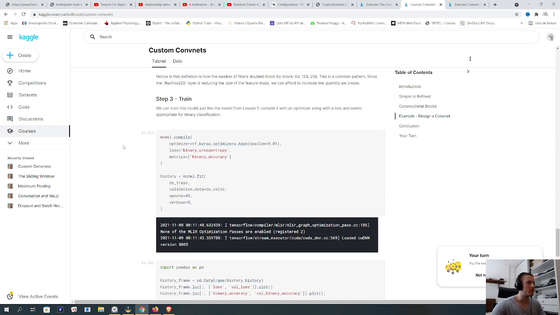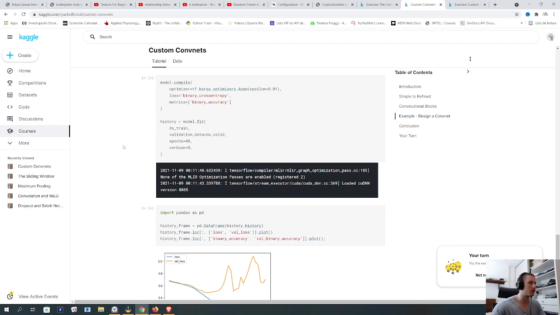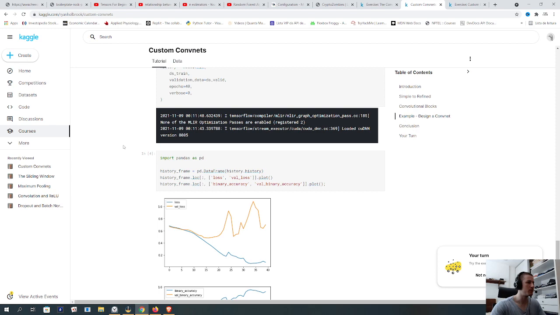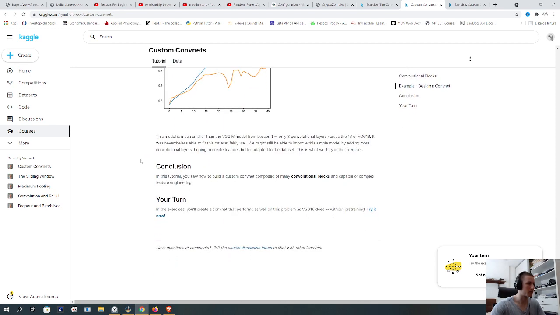You can train this model just like the model from lesson 1. Compile it with an optimizer along with a loss and metric appropriate for binary classification. So it's using the cross entropy loss function and Adam as the optimizer. Then put into a graph.